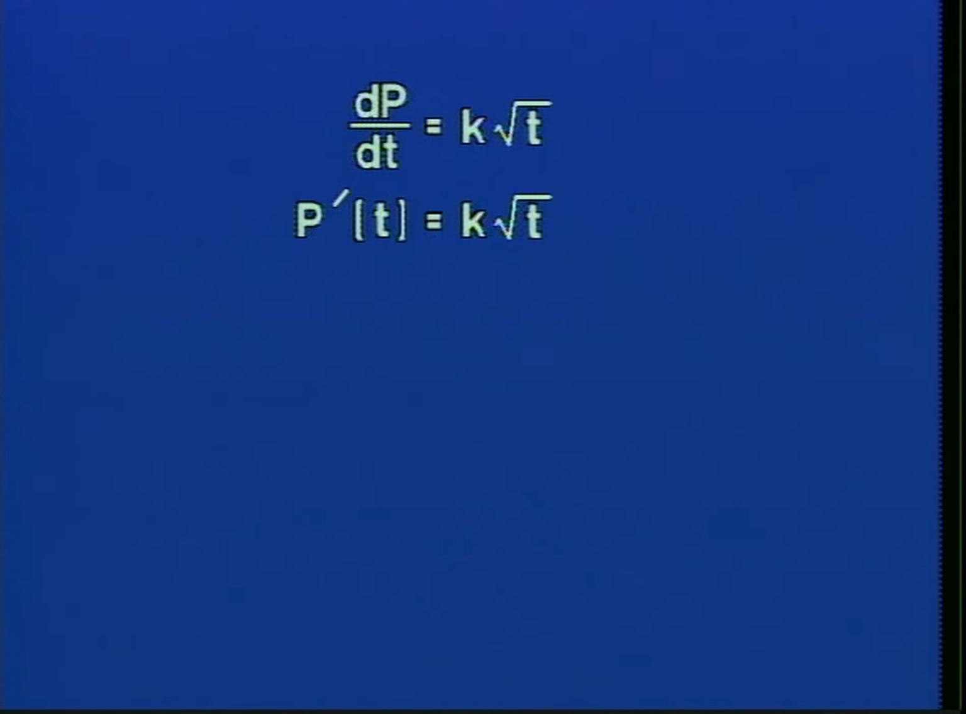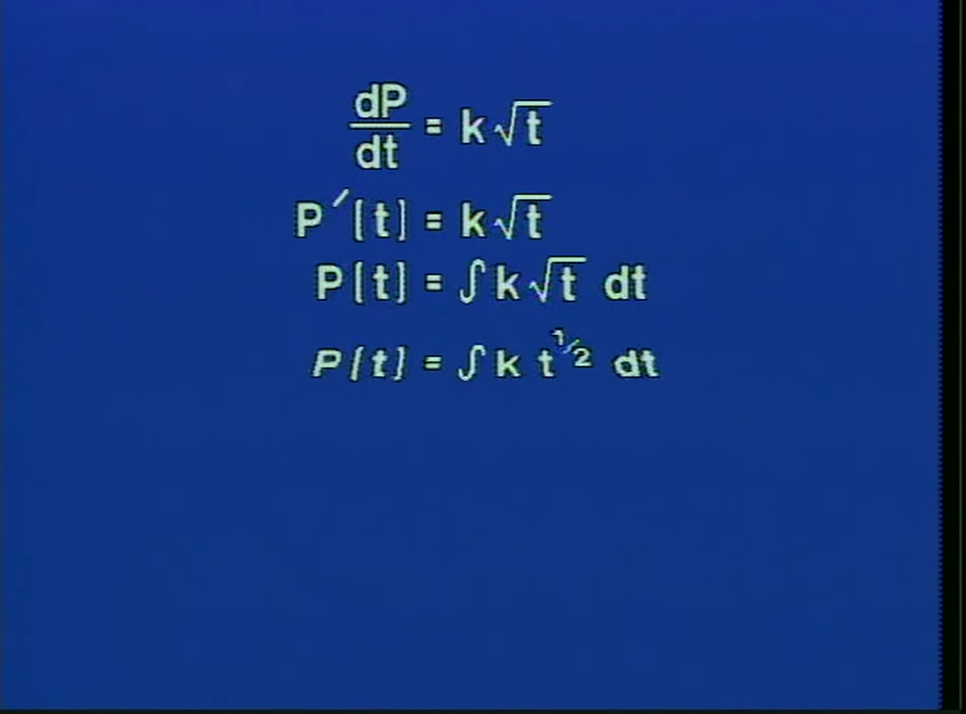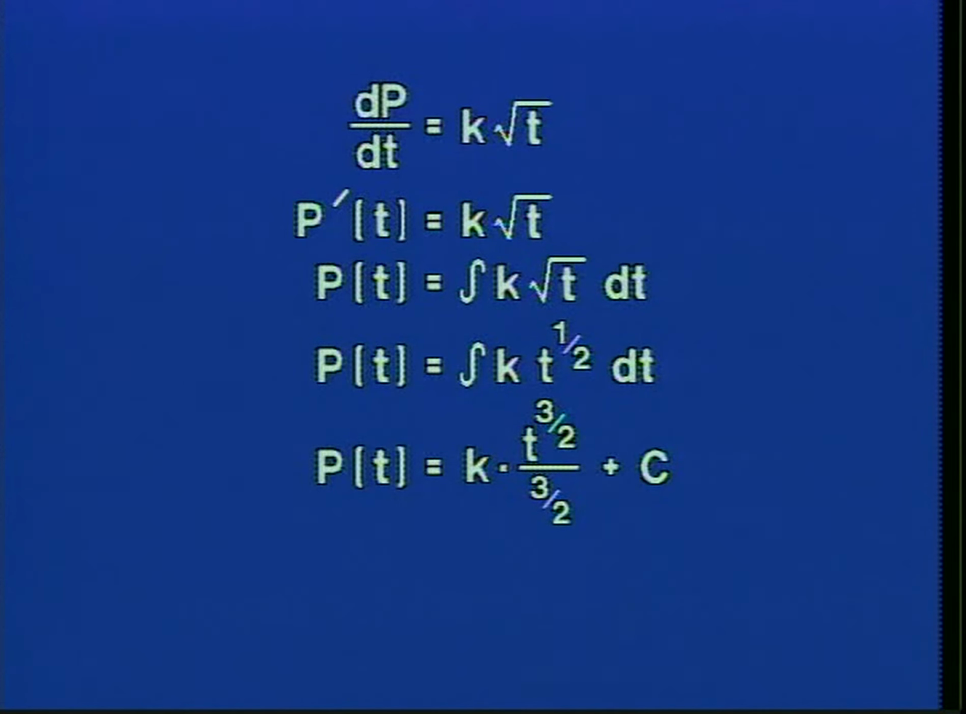And what we'd like to do is find the population function so that we can find the population after 7 days. So to do that, we know that the population in terms of time is the integral of k times the square root of t dt. And now we'll rewrite, expressing the radical as t to the 1/2, and then integrate. And this is k times t to the 3/2 over 3/2. And now let's simplify a little bit. The 3/2 in that denominator becomes a 2/3 factor here. So it's 2/3 k times t to the 3/2, and all that's plus c.